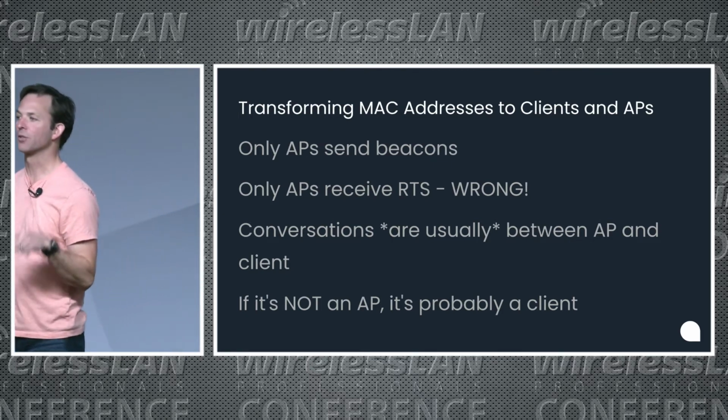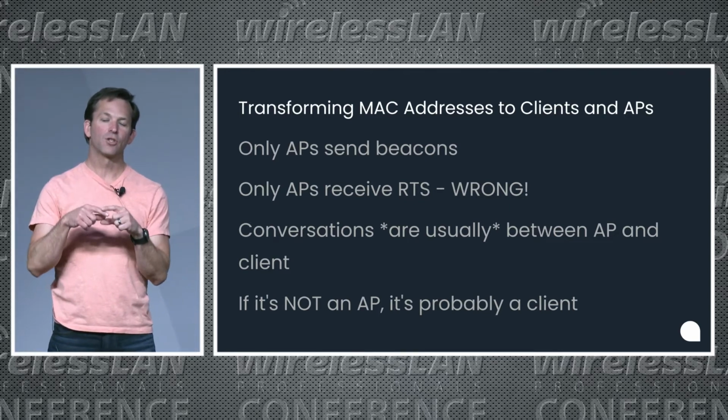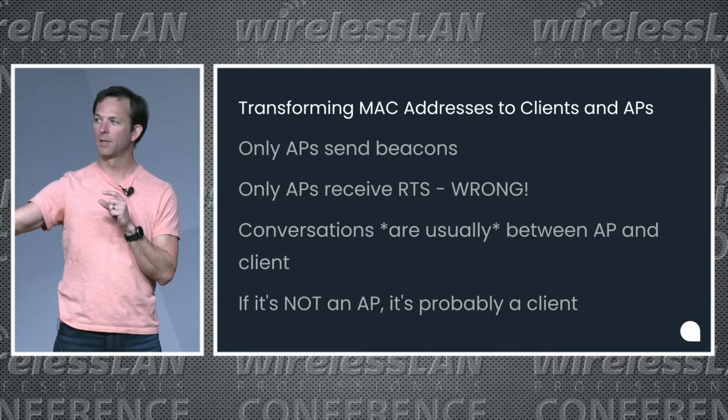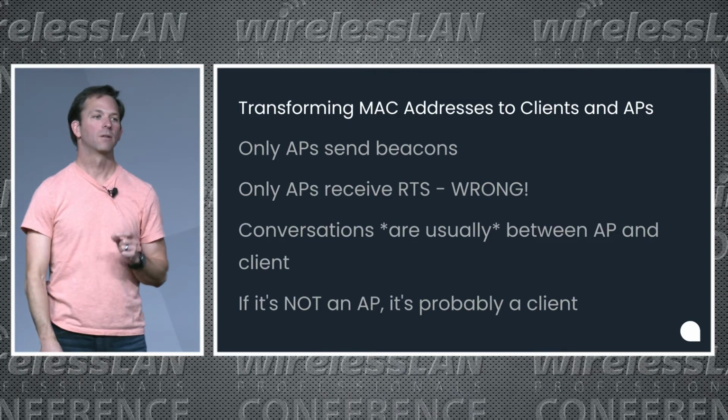So I put in experimental code to look at RTS, because RTS should be sent to the AP, right? So the receiver of the RTS should be an AP. Does everybody agree with me? It doesn't work. And hopefully somebody can tell me why it doesn't work. But it was just a giant mess when I tried to do that. We had clients that were switching and saying, oh, it's a client. No, it's an AP. No, it's a client. Because I had this chunk in there about RTS: the receiver of the RTS must be an AP. So we took that out.